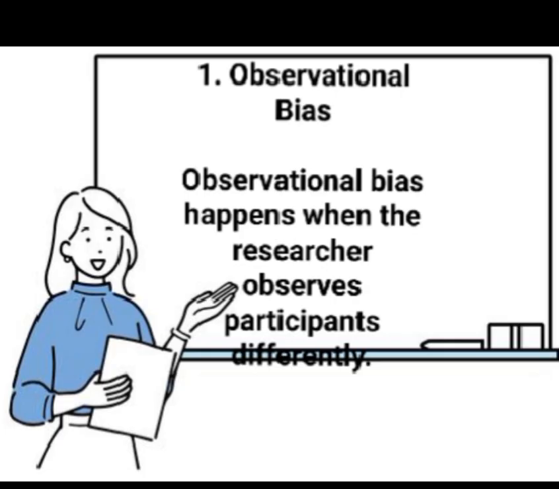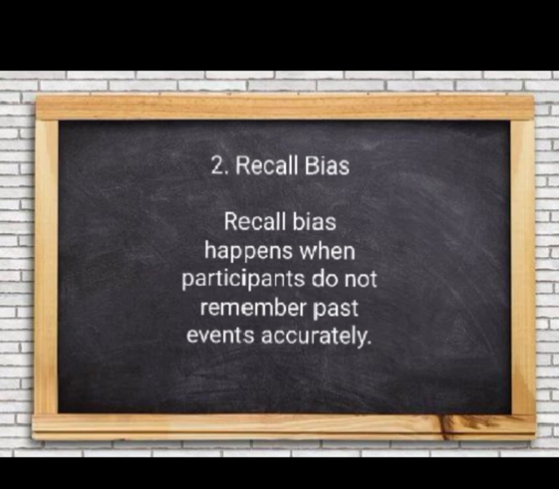Types of information bias. Observational bias happens when the researcher observes participants differently. Let's take an example. If a teacher expects boys to be better at math, she may unknowingly give more attention to boys during observation, and the result is that the observation becomes unfair.